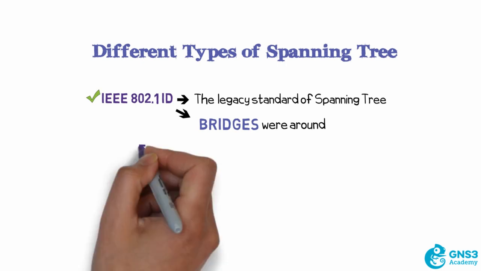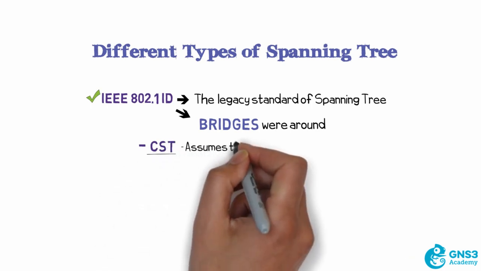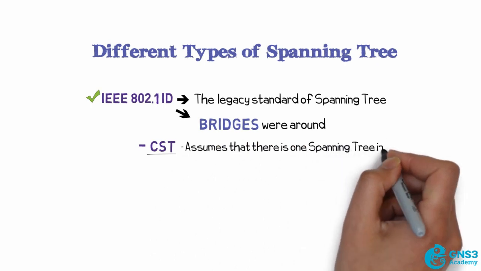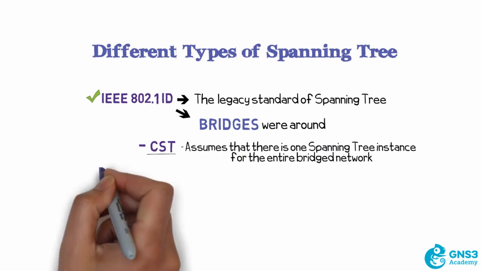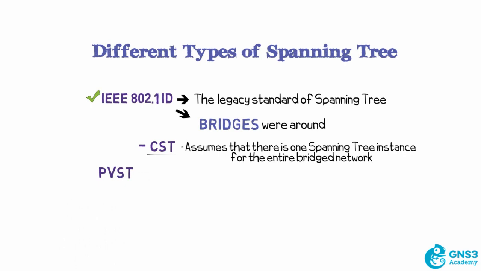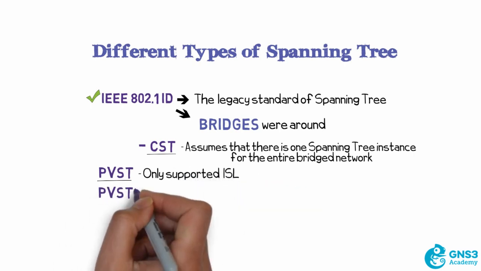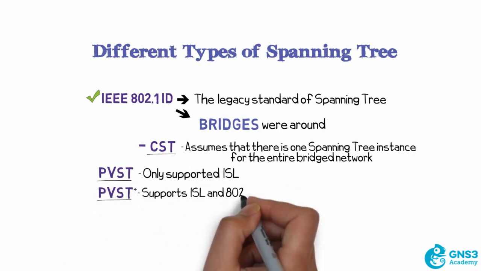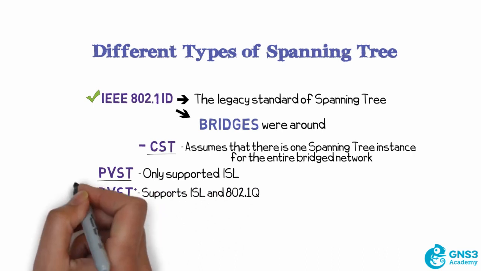You'll also see the term CST, or common spanning tree. This assumes that there is one spanning tree instance for the entire bridged network, regardless of the number of VLANs. We don't use that today in Cisco environments. We use a version of per VLAN spanning tree, or PVST. Originally, PVST only supported ISL. PVST Plus supports ISL and 802.1q, but today we often refer to PVST Plus as PVST.